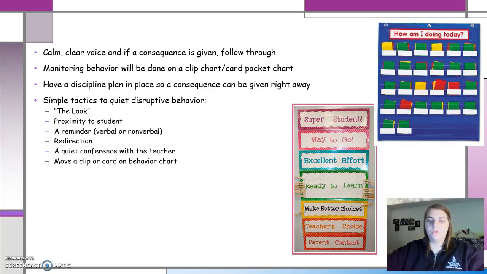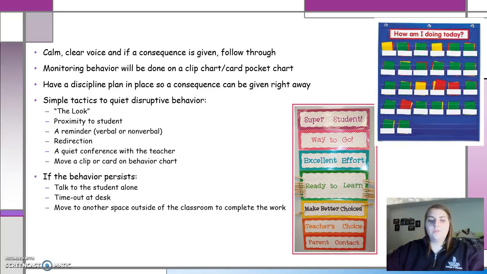If I'm able to move closer to them, I think that is a really good way to remind them that they need to tone it down a little bit. Being able to redirect them quietly. I don't want to be yelling across the room, and I don't think that's appropriate anyway. So be able to walk up to them quietly, redirect them, remind them of what they're supposed to be doing, and then also moving a clip or card on the behavior chart that I will have in my classroom.